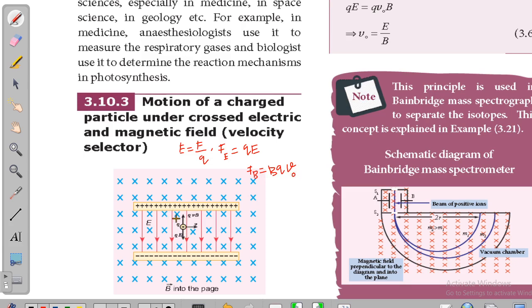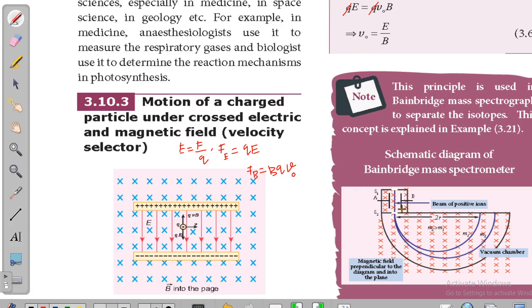Since both the forces are balanced by each other, only then will the charged particle move along a straight line path, so we can equate both the forces: QE equals QV0B. On either side there is a Q term that gets cancelled. We get V0 equal to E by B. So this is the velocity of the charged particle coming out from the velocity selector arrangement.